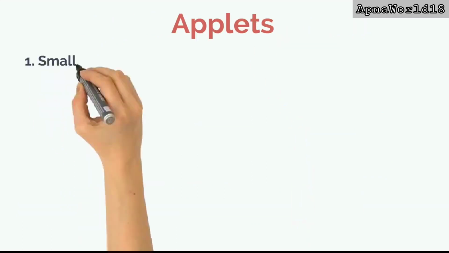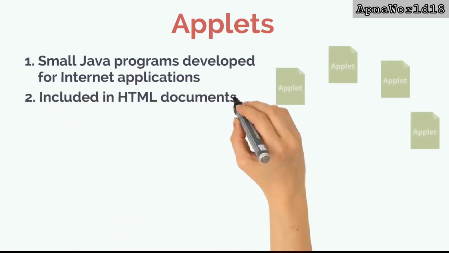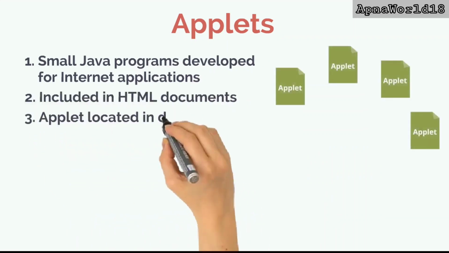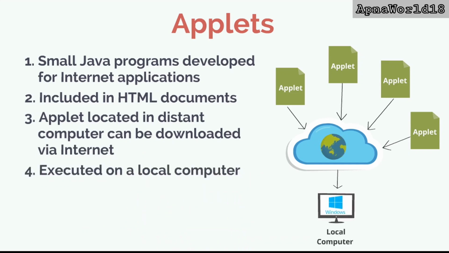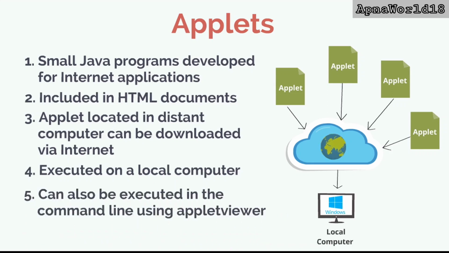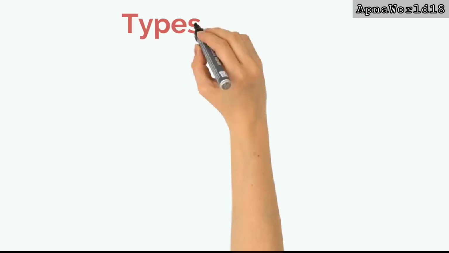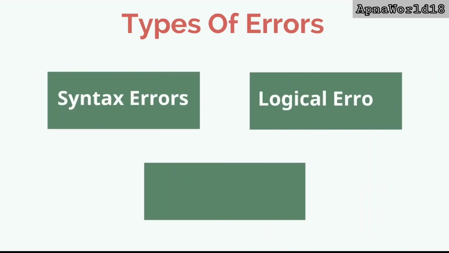Applets are small Java programs developed for internet applications. They can be included in an HTML document. An applet located on a distant computer can be downloaded via the internet and executed on a local computer using a Java-capable browser. Java applets can also be executed on the command line using Applet Viewer, which is part of the JDK. When we write Java programs, we could encounter three types of errors: syntax errors, logical errors, and runtime errors.